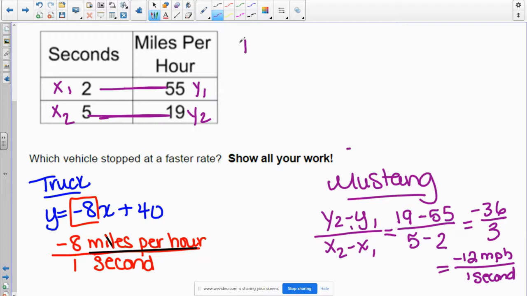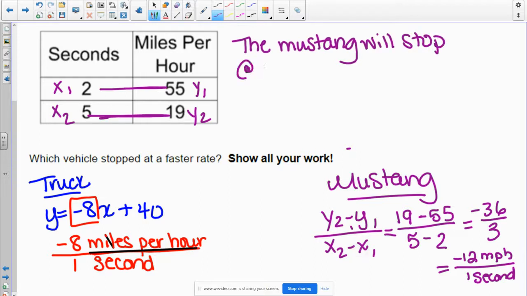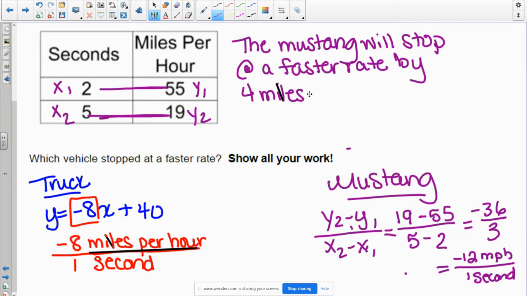So we can write the sentence. I'm going to write it up here. The Mustang will stop at a faster rate by 4 miles per hour per 1 second.